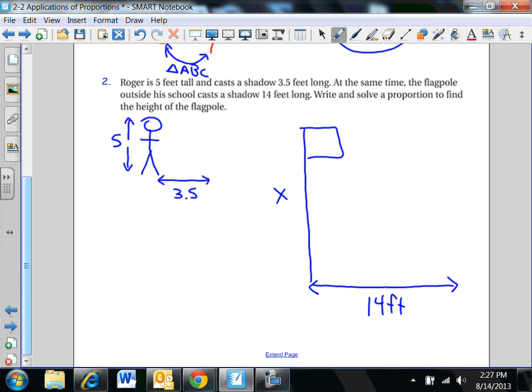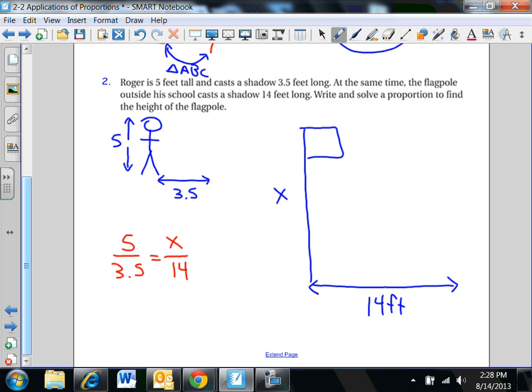And so we're going to use a proportion. I know that these are proportional. They're similar figures, okay? So I'm going to use a proportion and say that Roger's height is proportional to the flagpole's height. So I say 5 feet is equivalent to X feet for the height of the flagpole, versus the shadow, which is 3.5 feet, so 14 feet. Okay? So we set up the proportion, and we cross multiply and divide to get the answer.